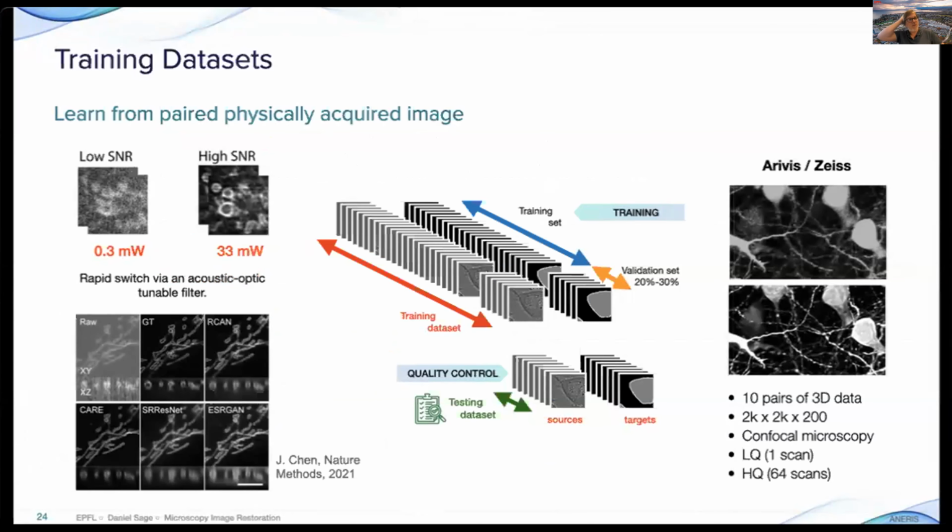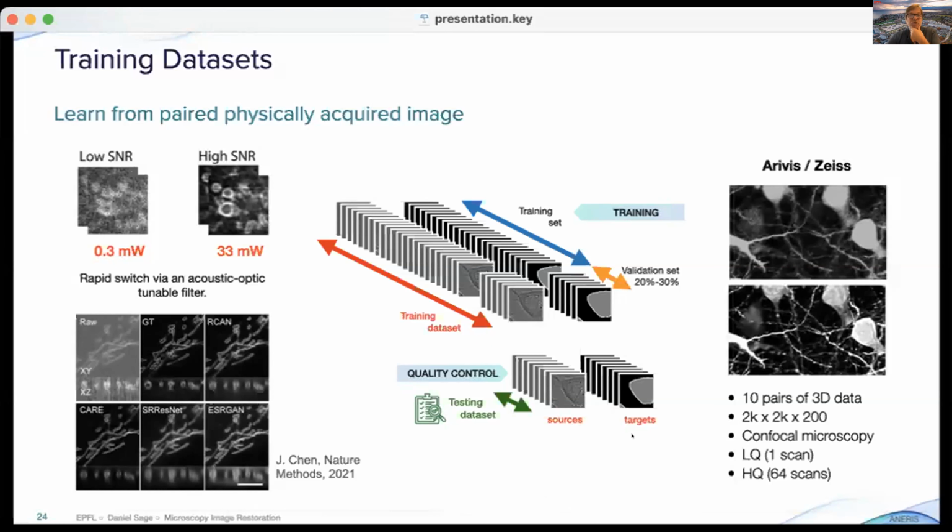The first thing in microscopy that we can do is to learn from paired physically acquired data. In that case, we acquire source data and target data, so raw data and ground truth. Here we have another example where people have acquired data in low SNR with a low power illumination and in high SNR with a high power illumination. Again, you pair it and you are able to pass from this raw data to, let's say, CARE, or to other networks like SRSNet, which is a good network also here. So you are able to denoise, maybe to deconvolve also your image in that case.